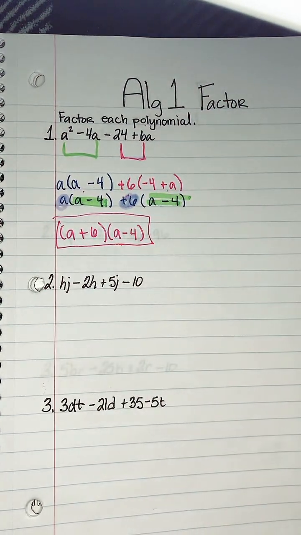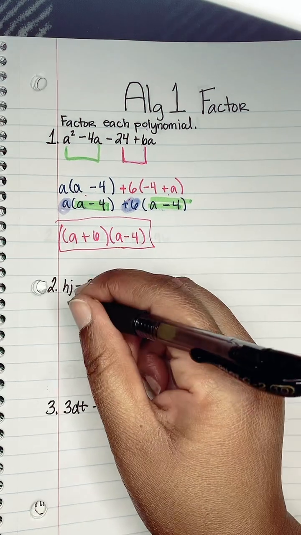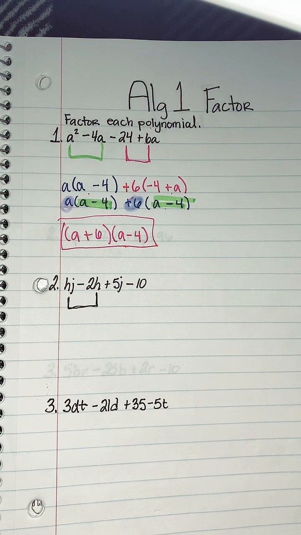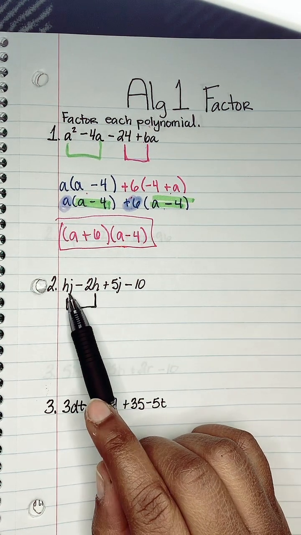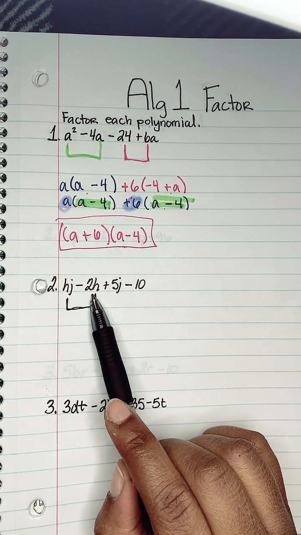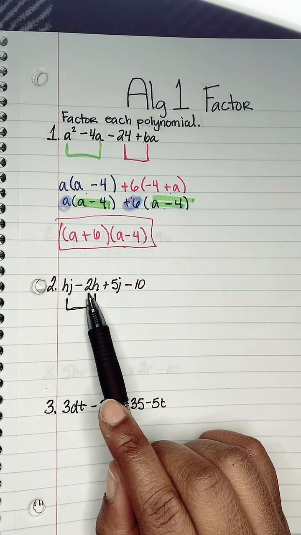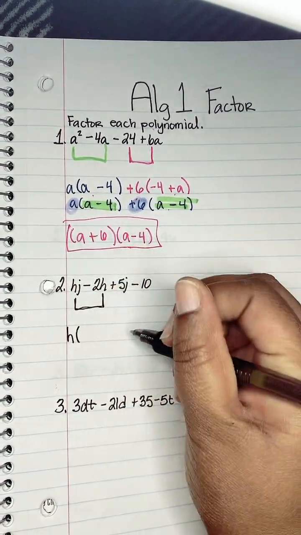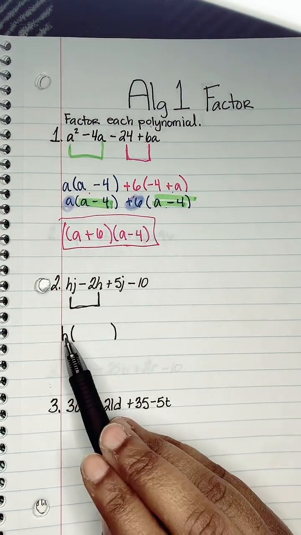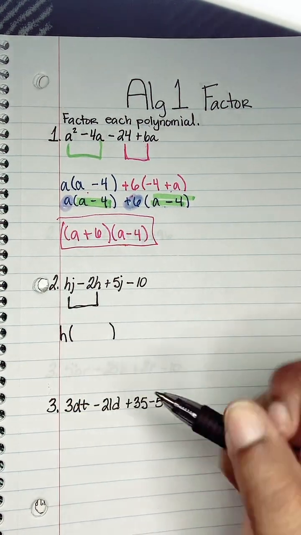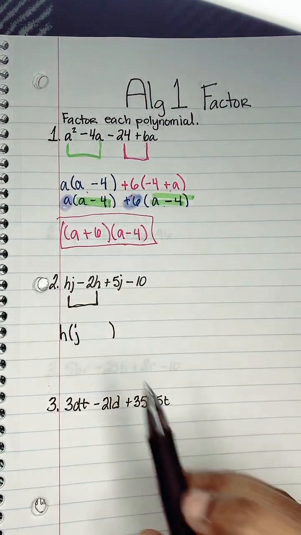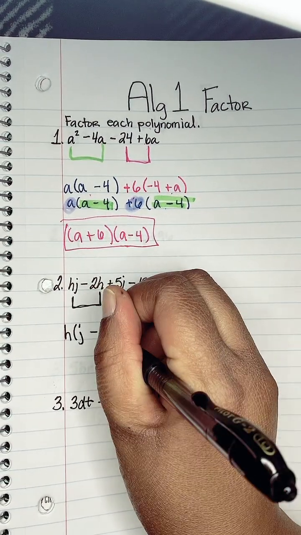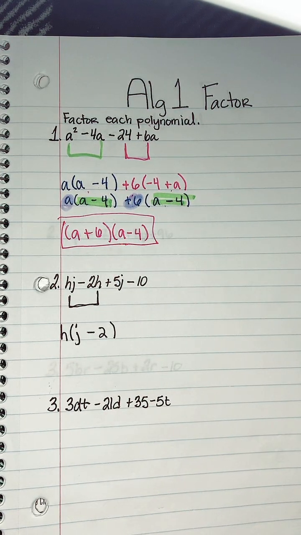So let's go here, okay? Factor by grouping. We're only going to focus on these first two terms. What do these both have in common? They both have in common an H. So I can pull out the H. And then I ask myself, H times what gives me HJ? Well, I have a J. And then H times what gives me -2H? I have a -2.